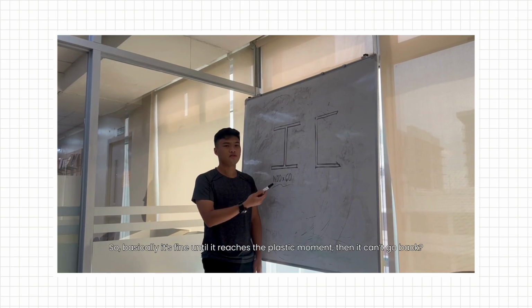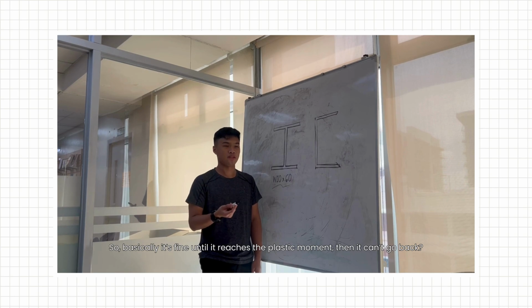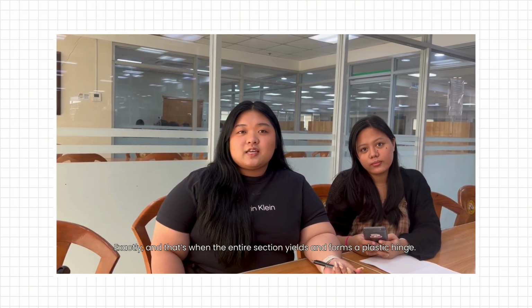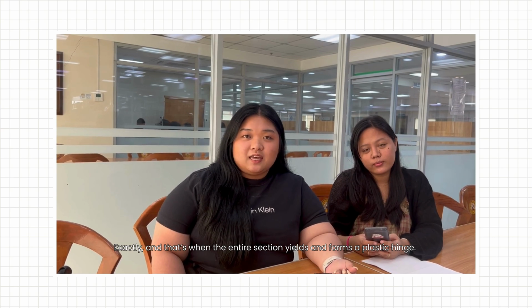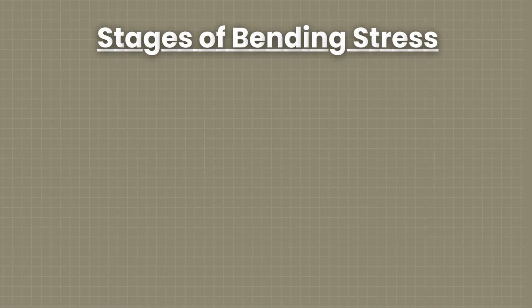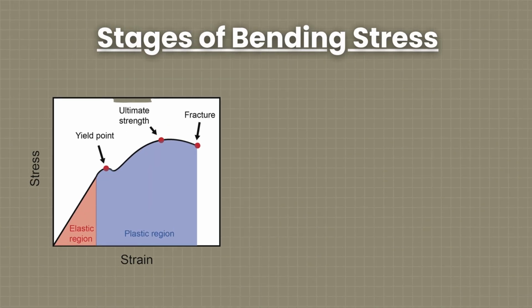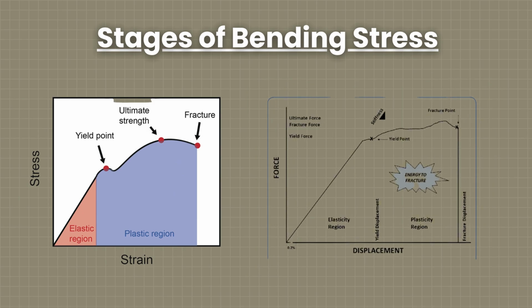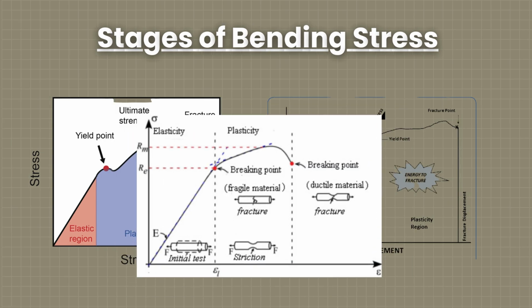So basically, it's fine until it reaches the plastic moment. Then it can't go back. Exactly, and that's when the entire section yields and forms a plastic hinge. These stages, elastic, yield, and plastic, determine how much load a beam can handle before it deforms permanently. Engineers calculate these stresses to prevent structural failure, ensuring that beams remain within their safe working range.